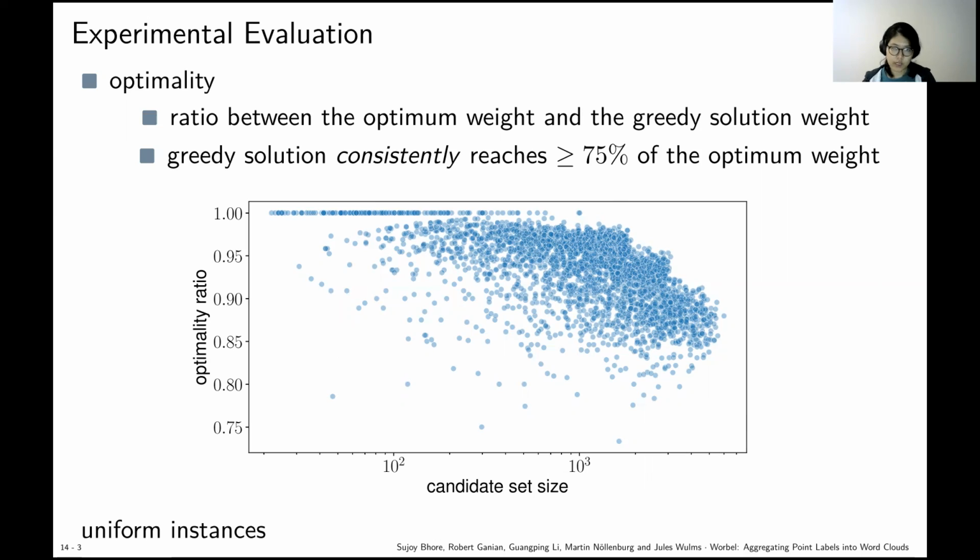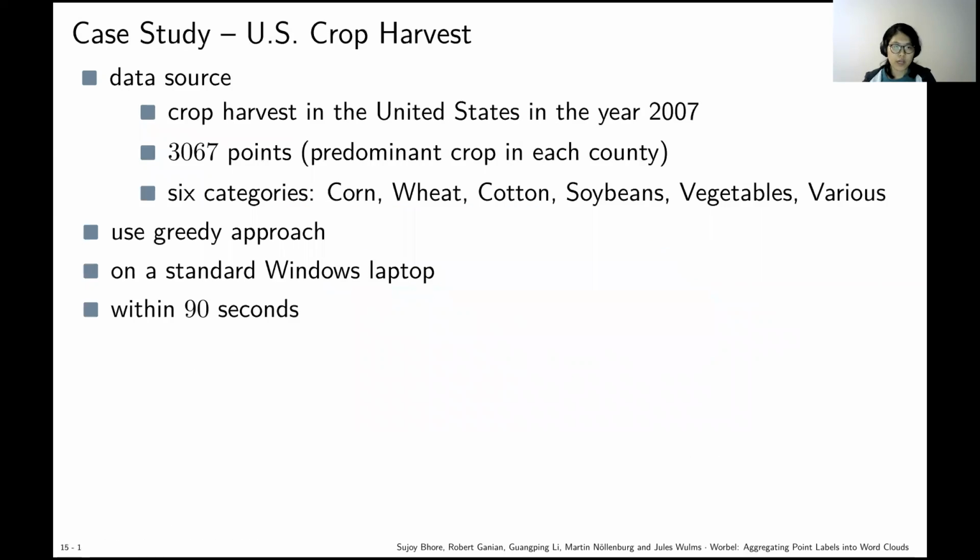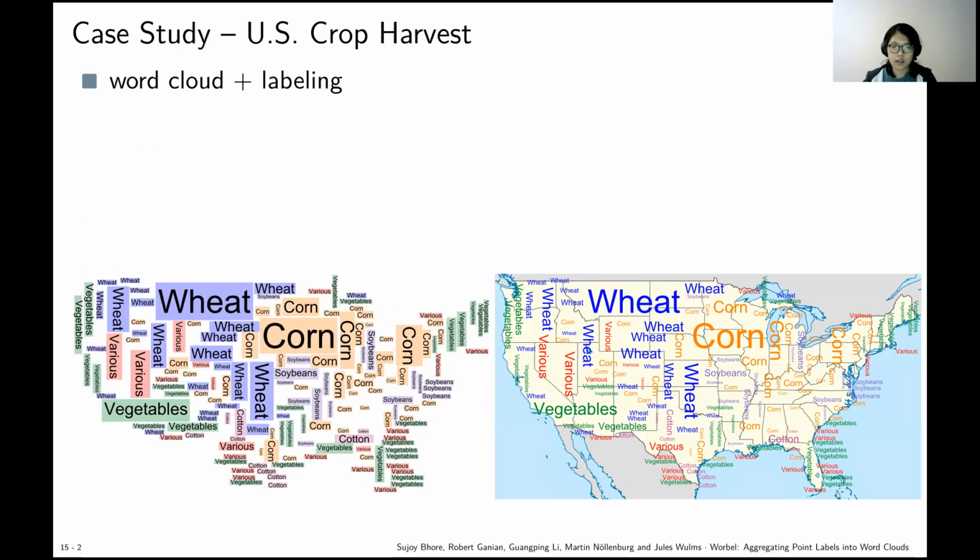Then we apply the greedy approach on real world data, that is United States crop data in the year 2007. And by observing the computed visualization, we get two interesting observations. First, our visualization is really a good combination of word cloud and labeling. It's a precise labeling, but it could also serve as a nice geographical word cloud for this data set.